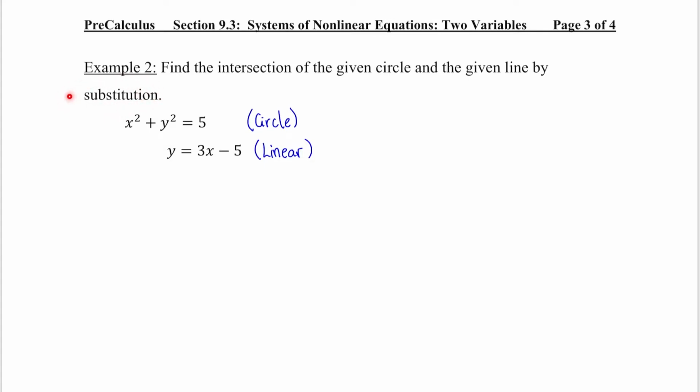But even if they don't ask me to use this method, I will not be able to use the addition method either, because y and y squared are not like terms. X squared and 3x squared are not like terms. I will not be able to get rid of one of the variables by the addition method. The first step, I am going to substitute y equals 3x minus 5 into this equation.